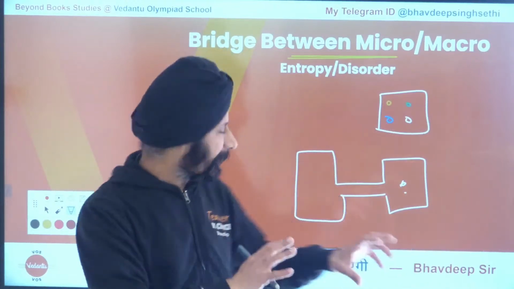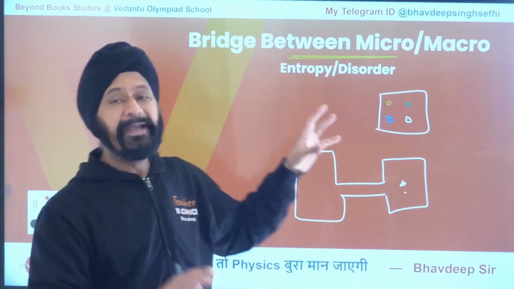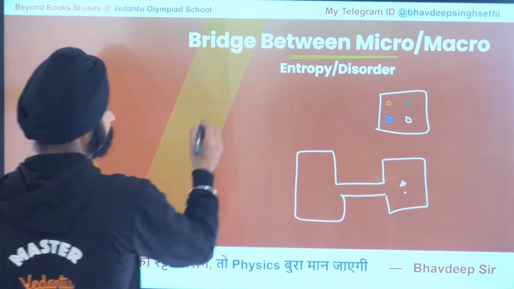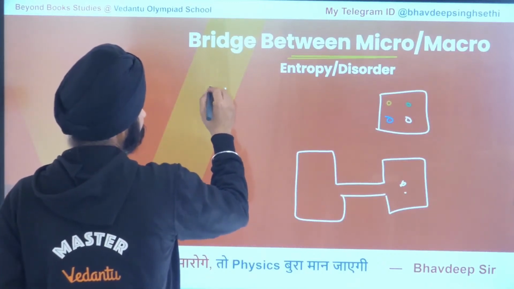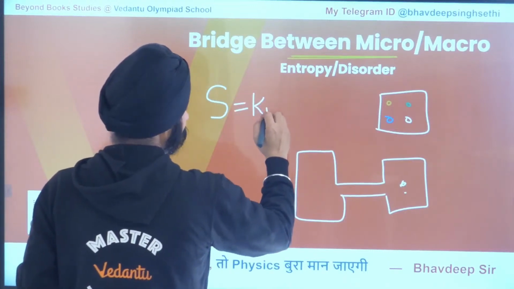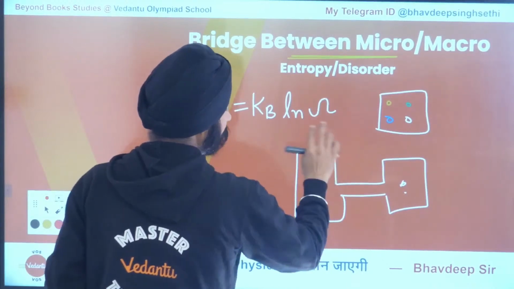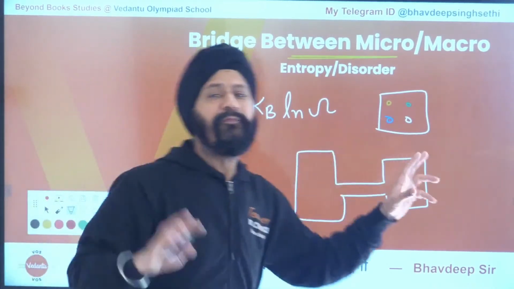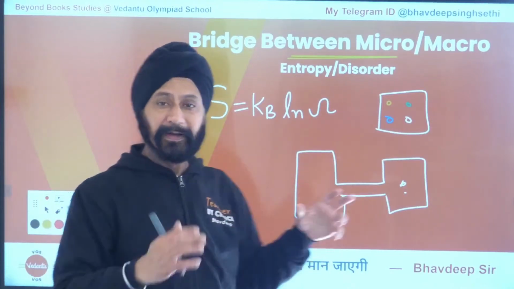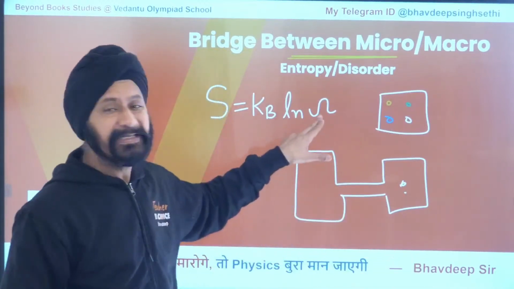So how do I connect this micro state, which is a microscopic property, to entropy, which is a macroscopic property? Again, the Boltzmann constant comes into play. We are saying entropy is equal to the Boltzmann constant times the log of this disorder. Disorder is the number of micro states. So here you will plug in all the different 16 combinations possible here. So you'll plug in 16 here.